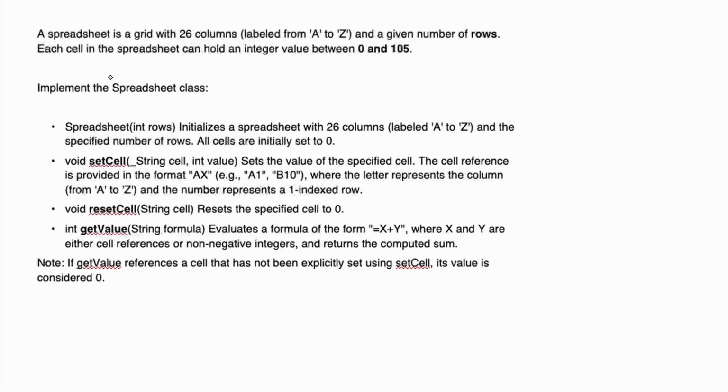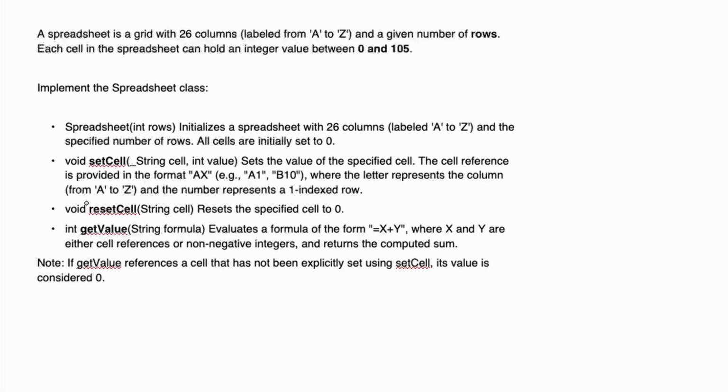We want to implement the Spreadsheet class, so we're going to have a couple different functions here. We're going to have our constructor, which initializes the spreadsheet with 26 columns labeled from A to Z and the specified number of rows. Initially, all the cells are set to 0. We're also going to have setCell, which takes in the cell and a value, and we set the value of the specified cell. The reference will be in the format column then row number. So A1 means column A, row 1, B10 means column B, row 10.